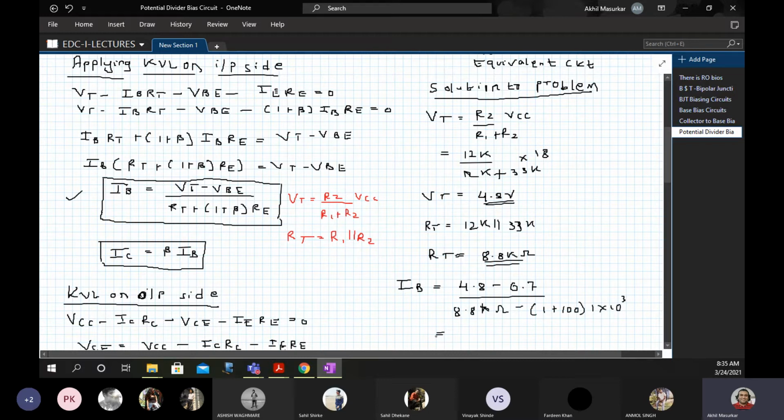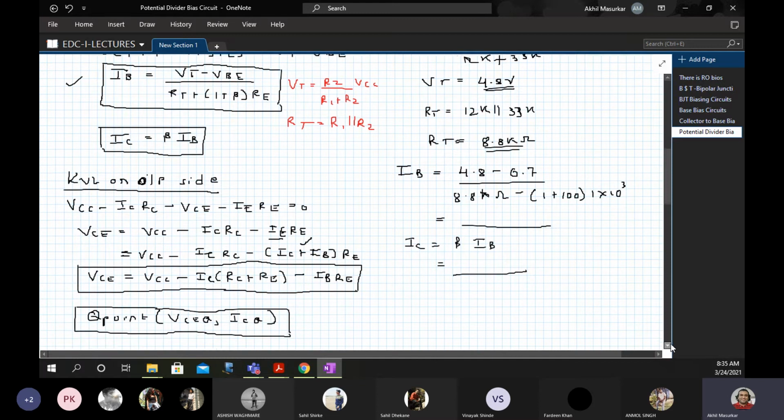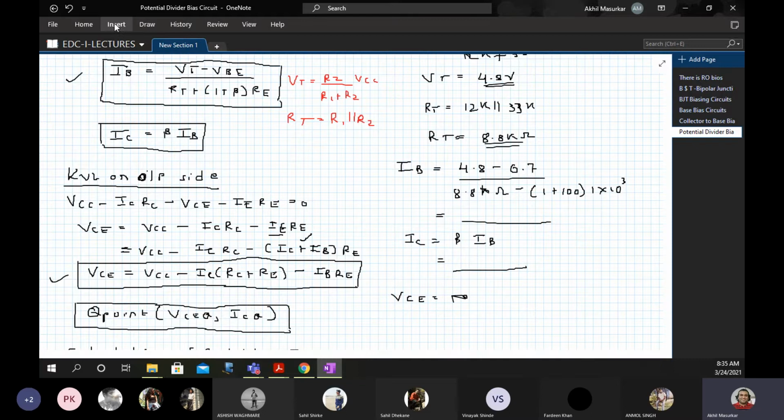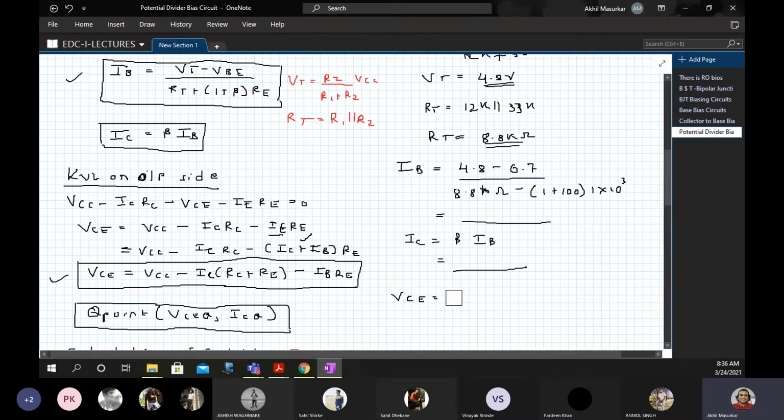So what is the value of IB? Whatever it is, we will write it. Then we have IC is beta times of IB. So again we'll get some value here. And then we have VCE is equal to VCC minus IC RC, that is 18. Yes, what is the value of IB? Calculate it quickly. Everybody must have a calculator.